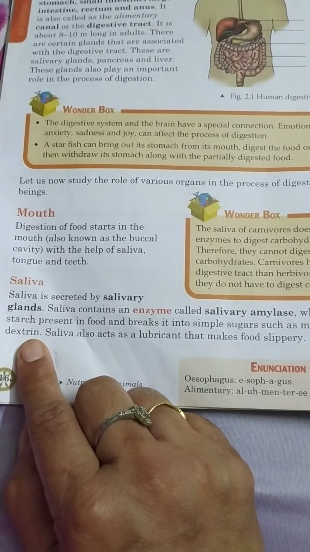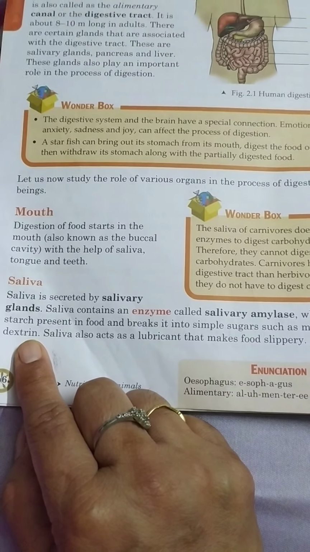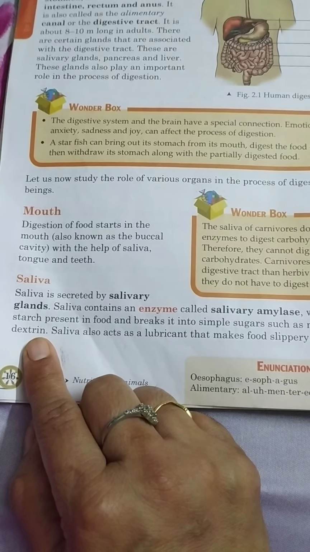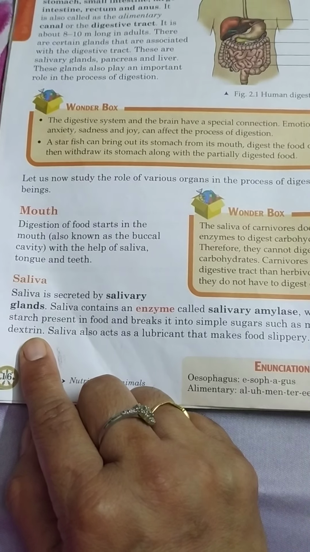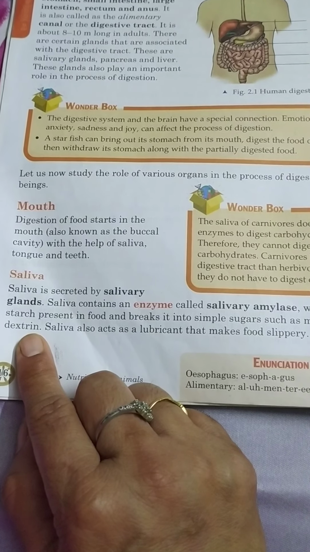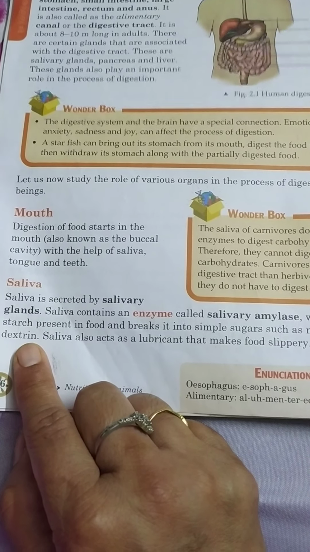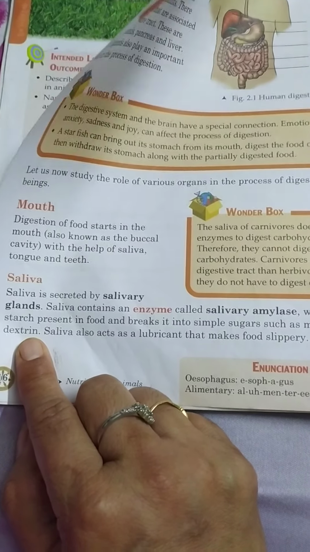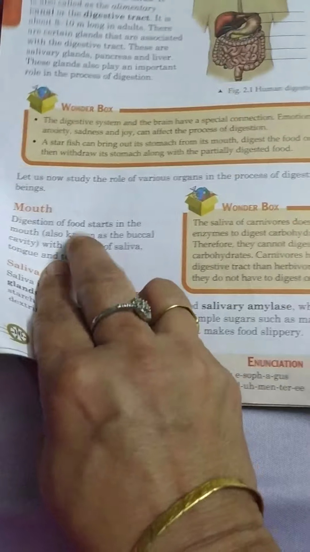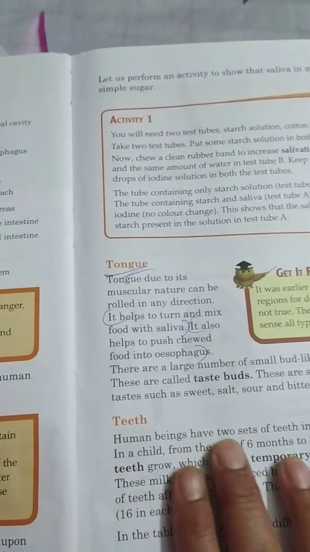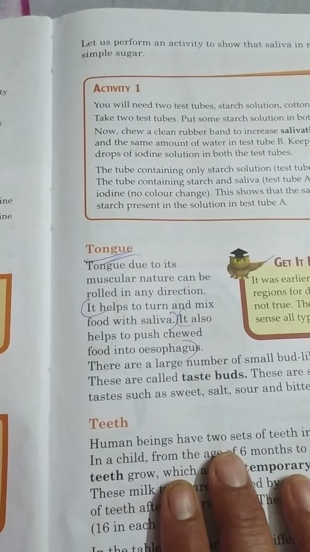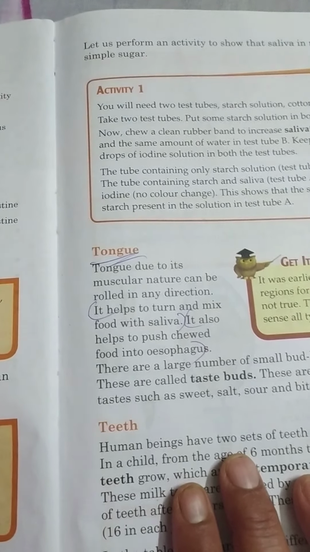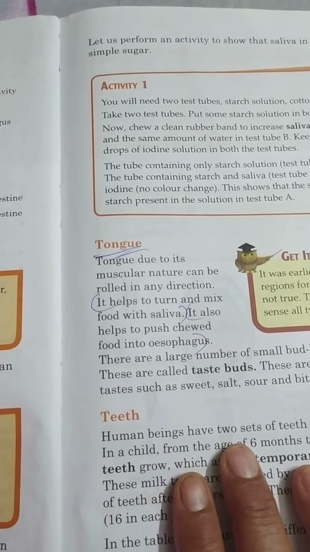I've done this in the module. You must have written the notes that there are 3 points about saliva. Saliva is secreted by the salivary glands. Saliva has an enzyme called salivary amylase, and starch is converted into sugar in the mouth, and it also helps to moisten the food. Next is the tongue. The tongue has many taste buds: sweet, sour, bitter and salty. It also helps to rotate and mix the food. Without the tongue, it's not possible to mix the food.